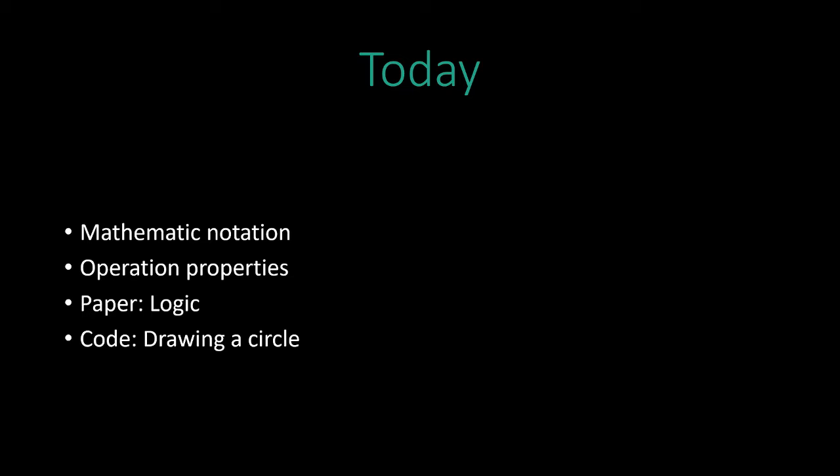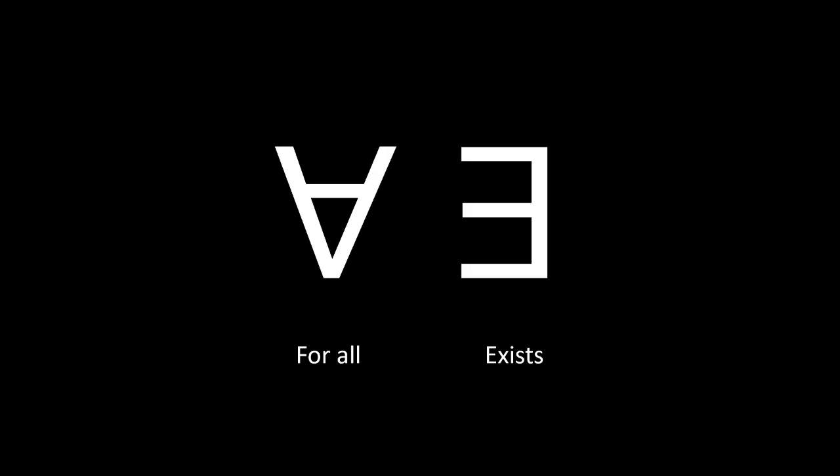Okay, so we will start with mathematical notation of something that we saw last class as well. Then we will look into some properties of operators. And then we will have a pause and then jump to logic. And then, sort of as a reward, in the last segment of the class, we will be drawing circles with code.